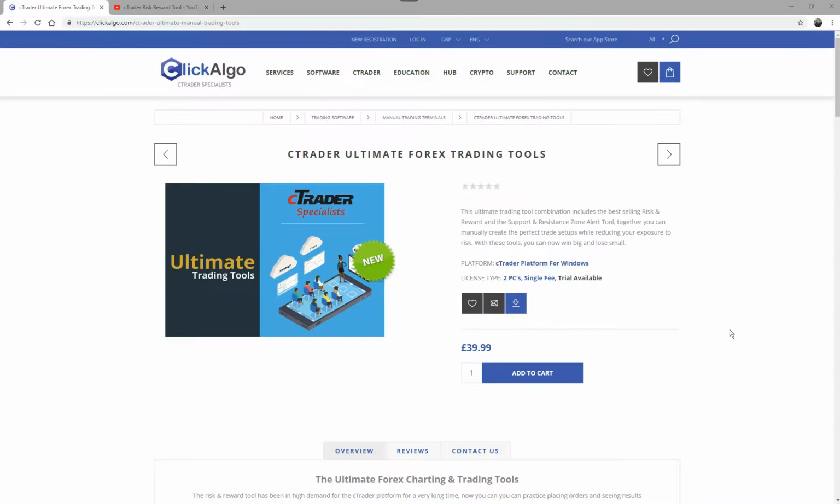Okay, today I'm gonna explain two tools that we've currently got on offer, and when you use them together, they're very powerful with your trading.